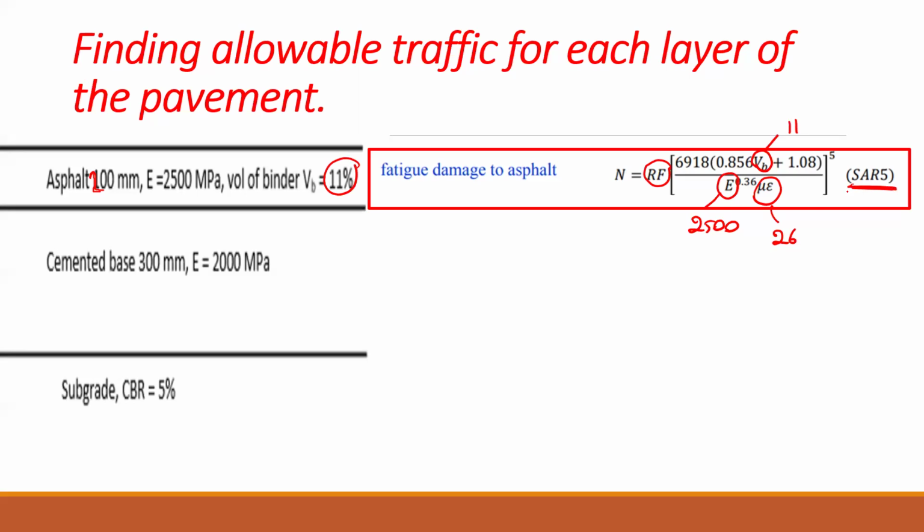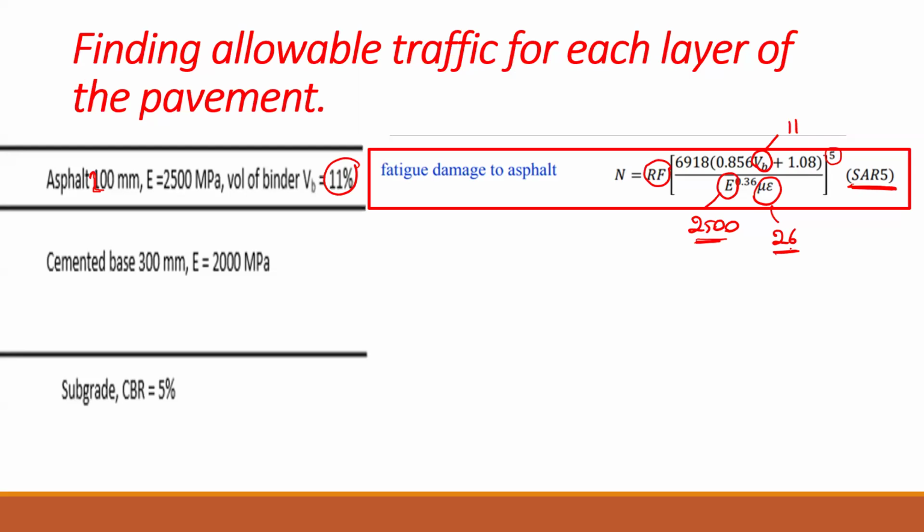So when you put these numbers, you can find the allowable traffic for asphalt in the units of SAR 5, standard axle repetitions 5. You have this 5 because of the repetitions. Do we do 11 or 11? No, we just put 11. Yes, even for modulus and the microstrain. Micro means 10 to the negative 6, it's not the strain, it is microstrain. So you don't need to do any unit conversions to make the megapascals to pascals or microstrain to strain. You just substitute the numbers.